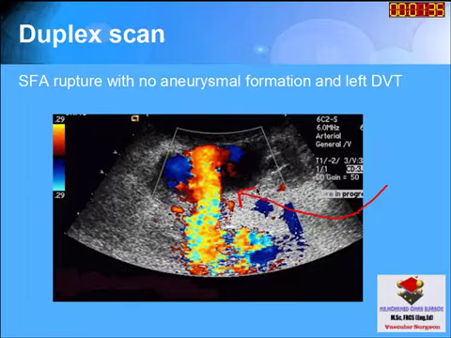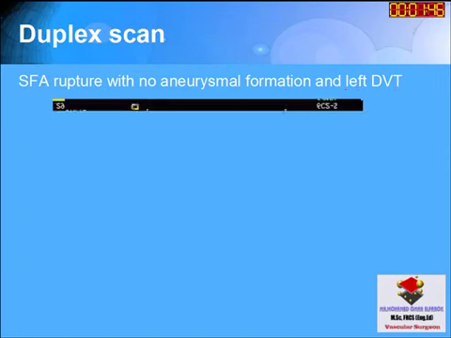Notice also that he had left DVT at the same site, which is very unusual to have DVT and rupture aneurysm at the same leg.